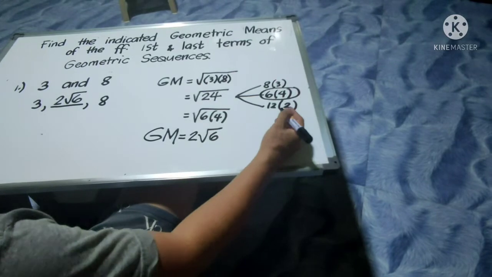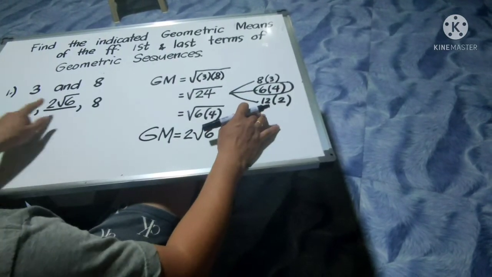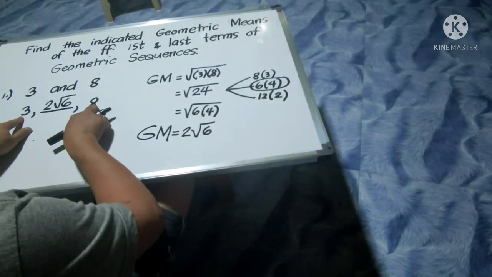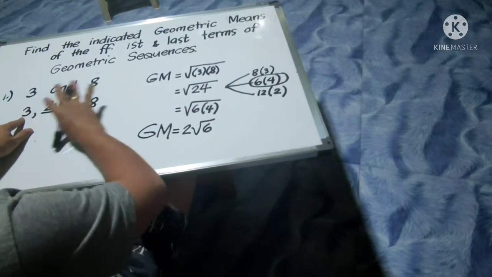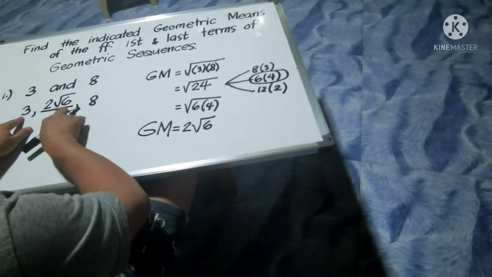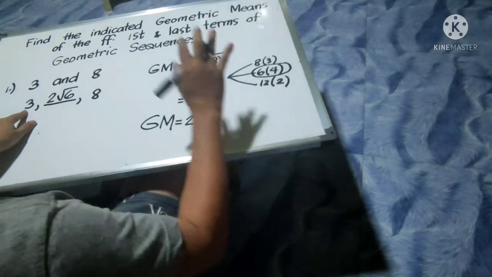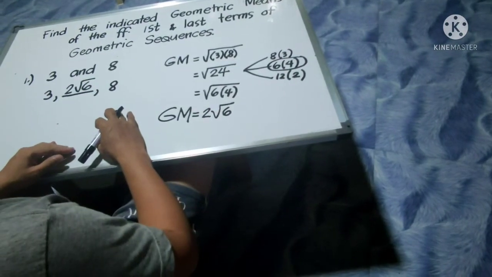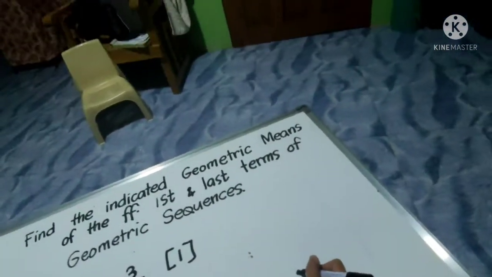Again, I'll repeat it. This process is applicable only when you will be getting one geometric mean between two non-consecutive terms, okay? But if there will be more than one geometric mean in between them, you really need to do the whole process. You start solving for the common ratio, then after that, proceed to multiplication. Okay? Now, let's proceed to number 2.